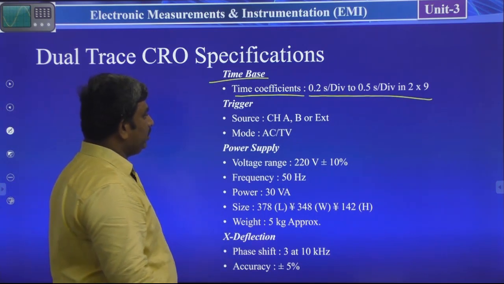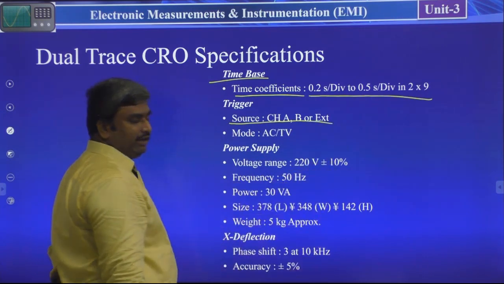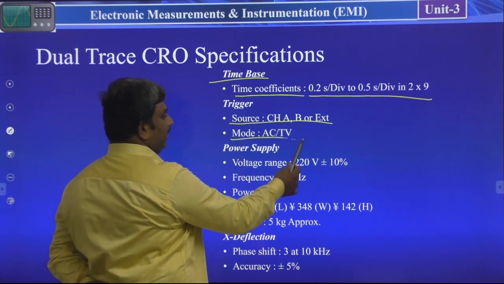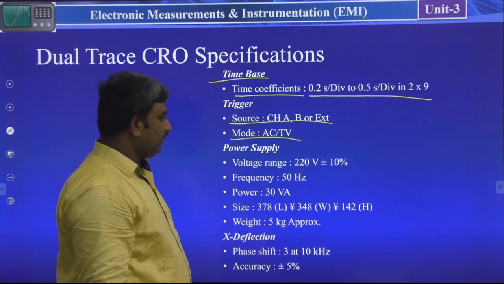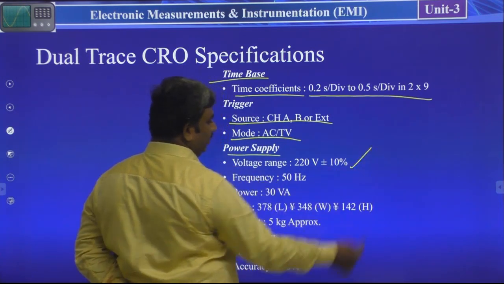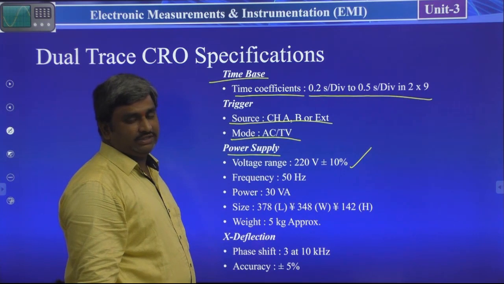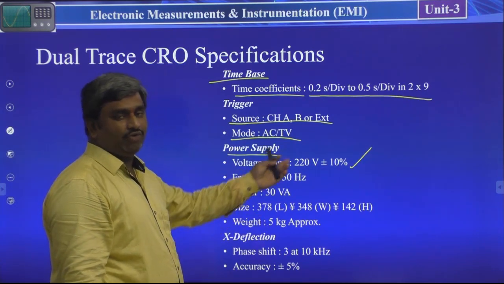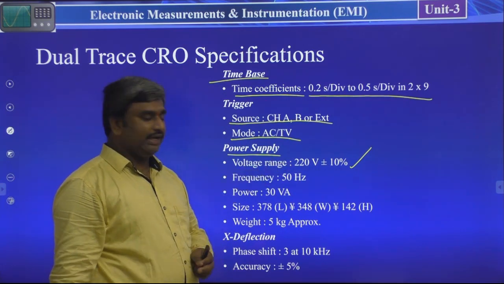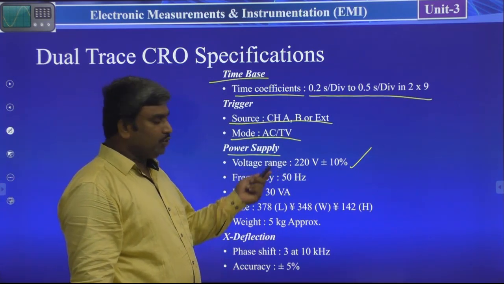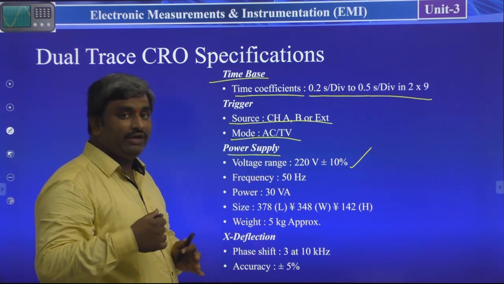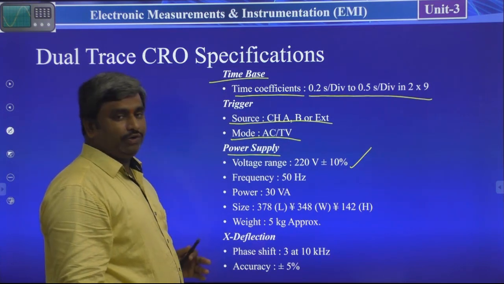Next, the triggering circuits. For triggering, channel A is there, channel B is there, and external triggering is also available. Next, the mode works on AC or TV. Next, the power supply. Here we have the voltage rating of 220 volts plus or minus 10%. Up to 22 volts lower or 22 volts higher, it is ready to work. That means up to 242 volts it can work, and at 198 volts input also it is ready to work.